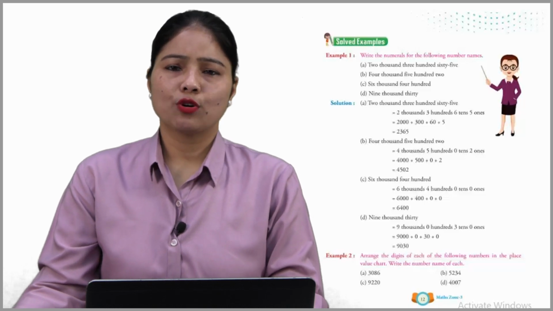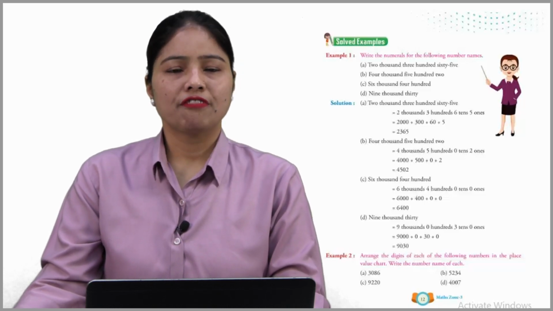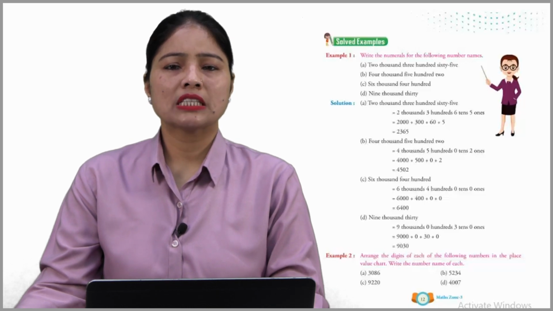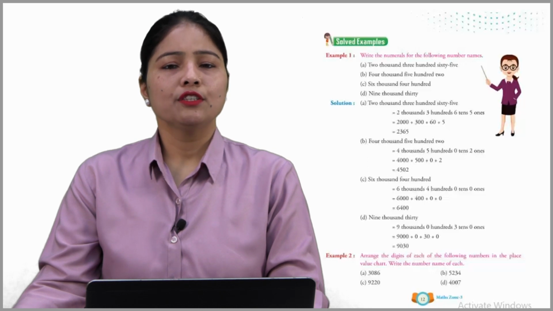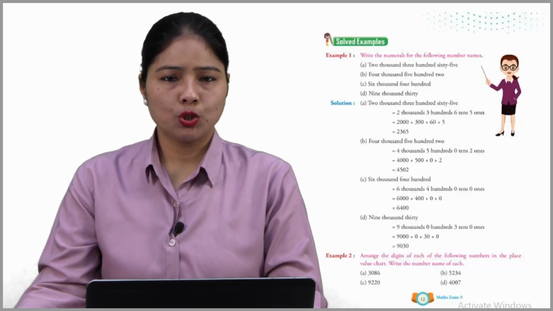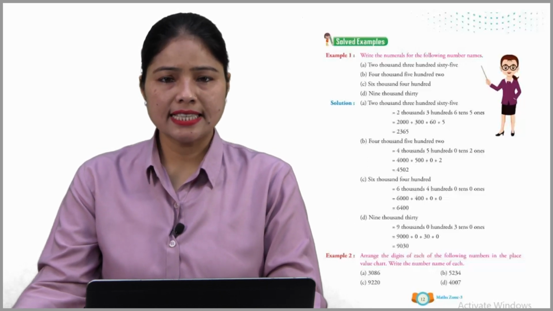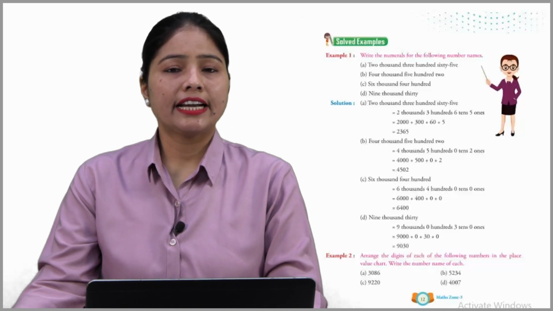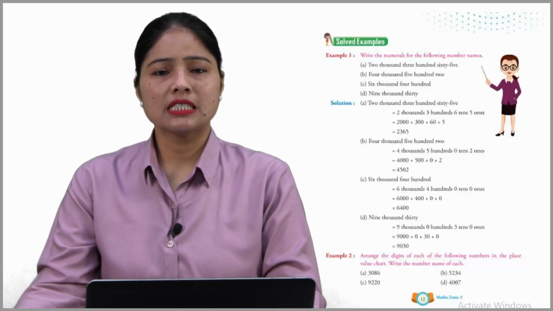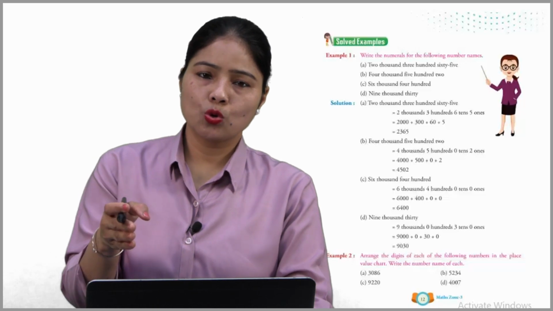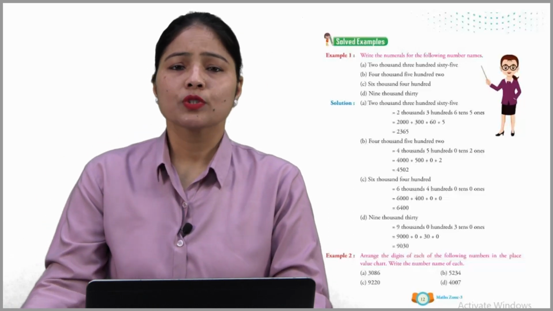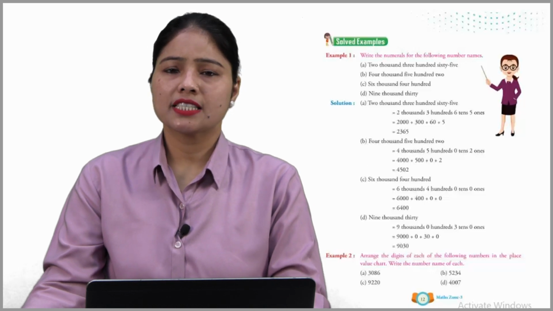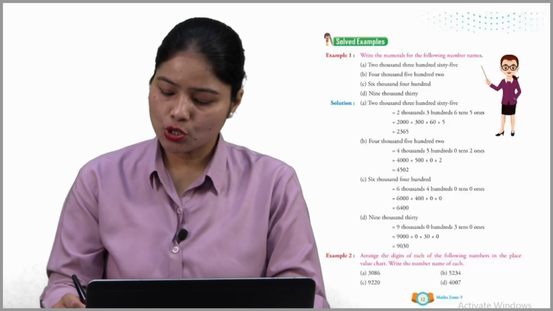Write the numerals for the following number names. First one is given 2365. So second one 4502. Third one is 6400 and D part is 9030. So these are the questions and there is its solution. So solution number 1 2365. So हम कैसे लिखेंगे इसको बच्चों?